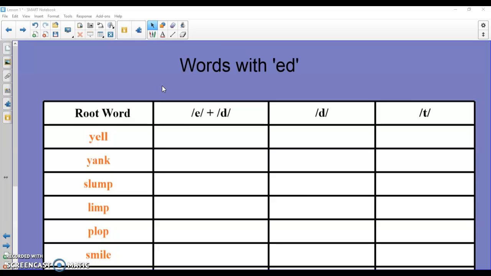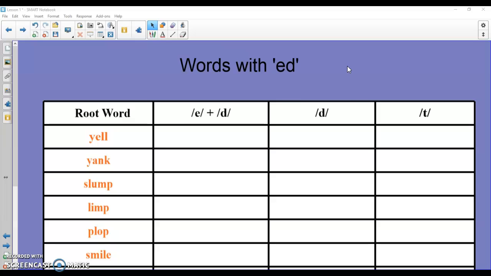If it ends with the sound D, it's going to be after a voiced consonant. So if your consonant is voiced, then your ED is voiced and you'll hear D. If your word ends with a consonant that is unvoiced, then you're going to hear ED at the end of the word sound like T.